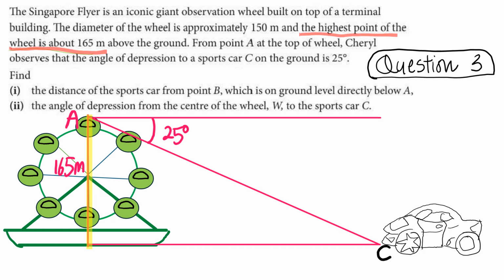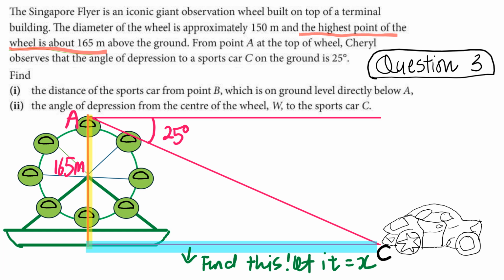Okay, the highest point of the wheel is 165 meters above the ground. The highest point of the wheel is point A. It's where Cheryl is. So from that point to the ground, the one highlighted in yellow, that is 165 meters. Okay, then let's see what happened.